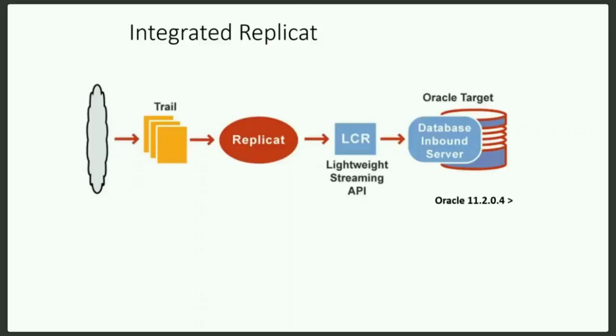Like the integrated extract, we can also use the integrated Replicat, and that again is for Oracle, but it has a lot of advantages over the classic Replicat. Again, it uses what's called the database inbound server, which is very similar to the log mining server with which the integrated extract is configured. The Replicat process reads the trail files, extracts logical change records, and then passes them on to the inbound server on the target. And finally, there's an apply process that applies the changes to the database tables.